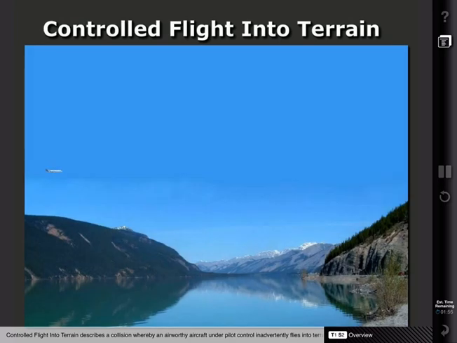Controlled flight into terrain describes a collision whereby an airworthy aircraft under pilot control inadvertently flies into terrain, an obstacle, or water. It is important to understand that these accidents occur with normally functioning airplanes and are preventable. American Airlines Flight 965, which crashed during descent into Cali, Colombia, is an example of a CFIT accident.